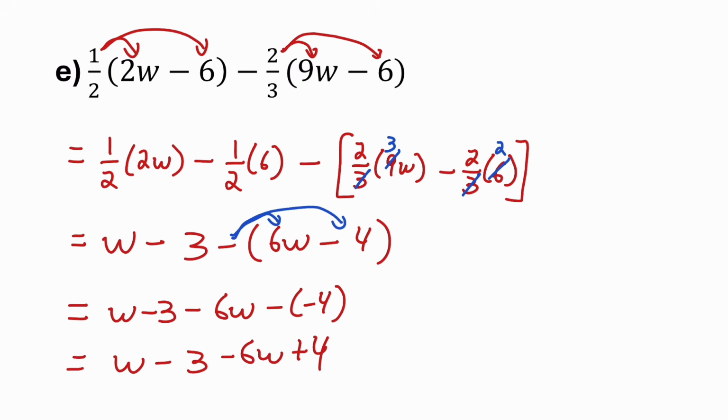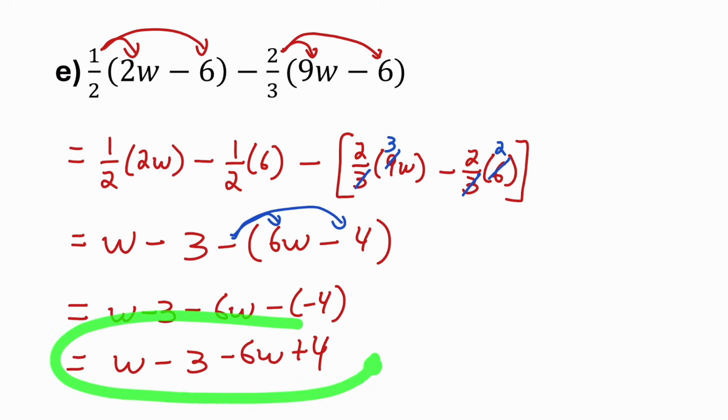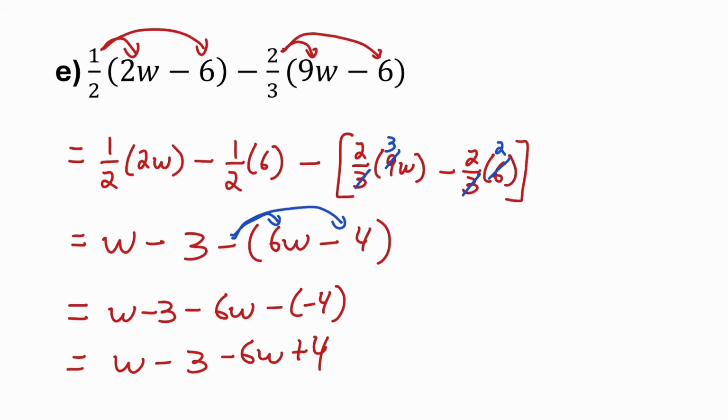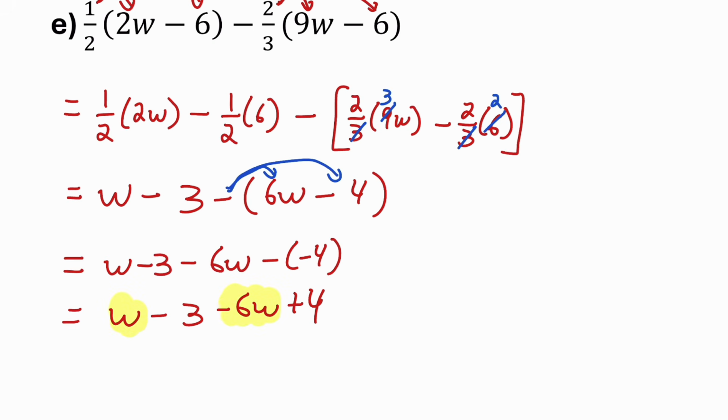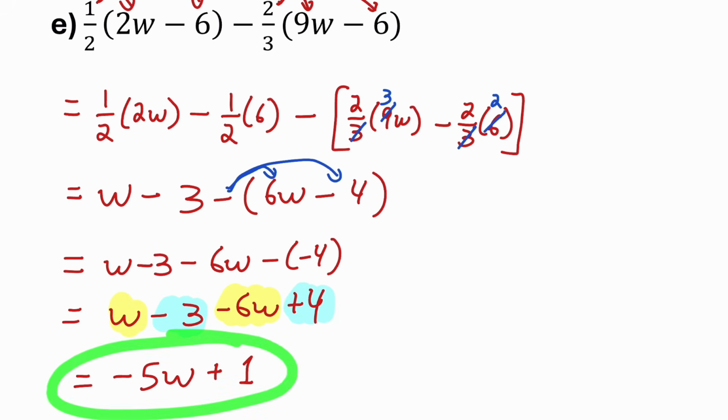And before I collect my like terms, notice we could have gotten to this line of our simplification right away by doing a half times 2w to give me w, and then a half of negative 6 is negative 3, and then negative 2/3 times 9w is negative 6w, and negative 2/3 times negative 6 is positive 4. And then collecting my like terms, I have a w minus 6w, which is negative 5w, and a negative 3 plus 4, which is positive 1. And that's my final simplified answer.